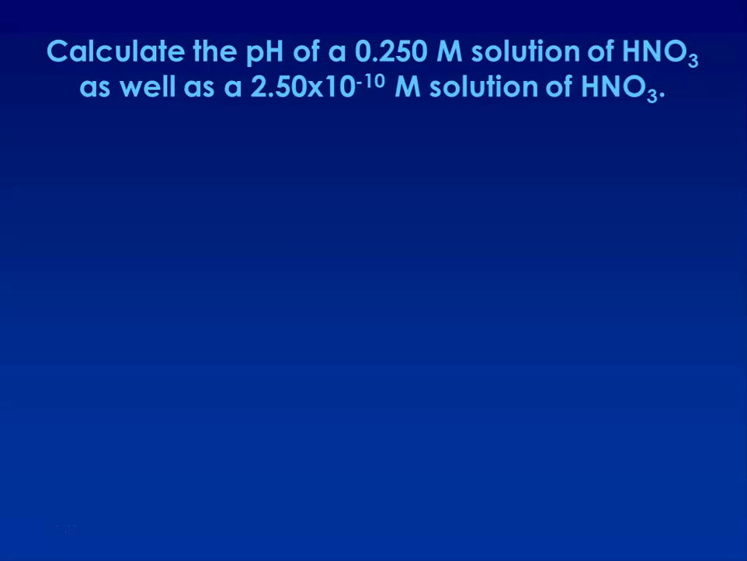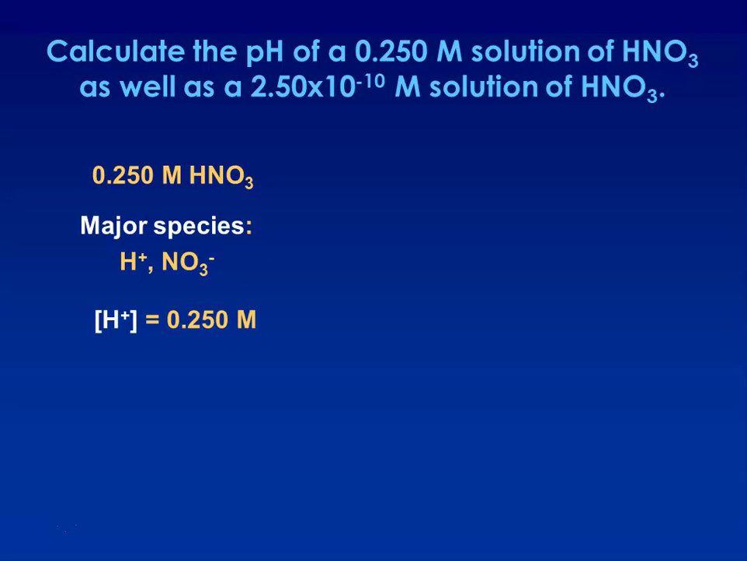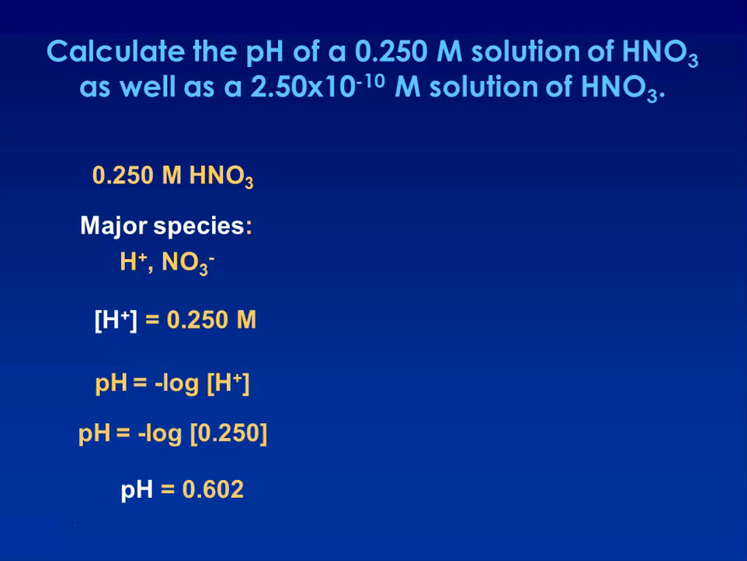So the biggest thing I can tell you with your strong acids, once you've identified it's a strong acid, take a look at the value of the concentration. If it is smaller than 10 to the negative 7th, the pH of your solution will be the same no matter what, because acidic solutions cannot be basic. So strong acid, my species present would be the hydrogen and the nitrate ions. The concentration of hydrogen is the same as the acid, 0.250 molar. The pH would just be the negative log of that and give me a value of 0.602.